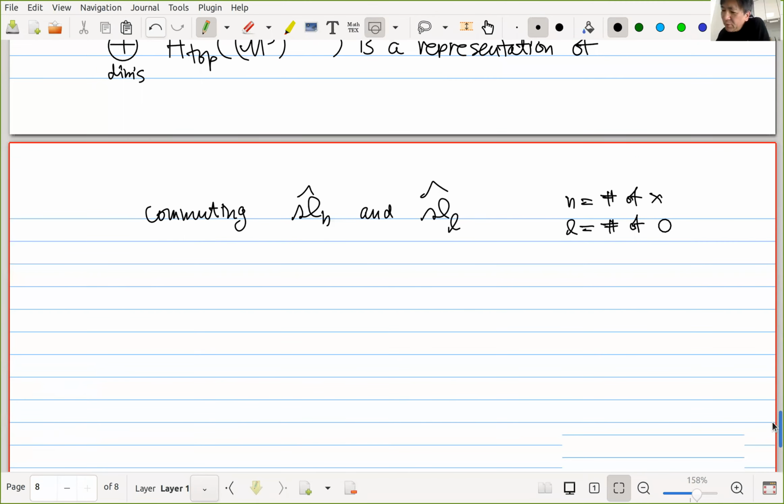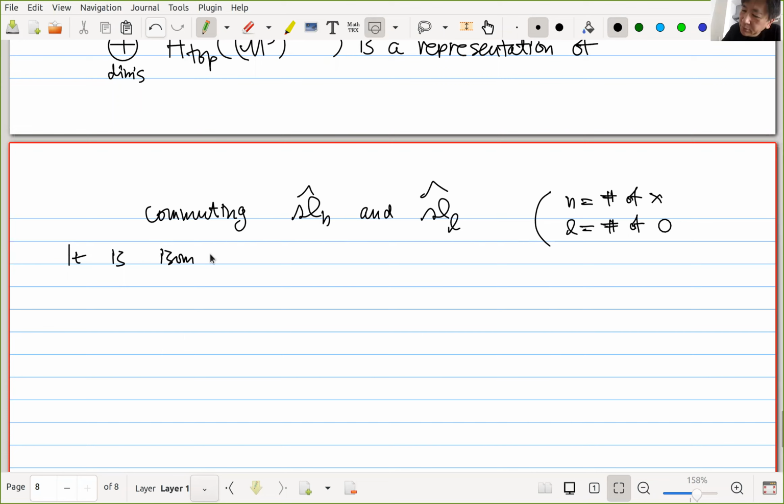And in fact, even more. What kind of duality is it? I will explain. It is isomorphic to a Fock space.